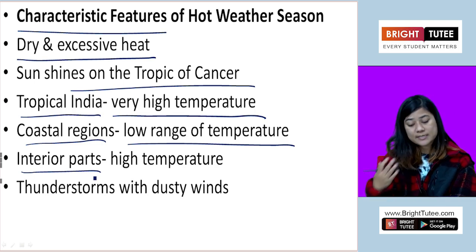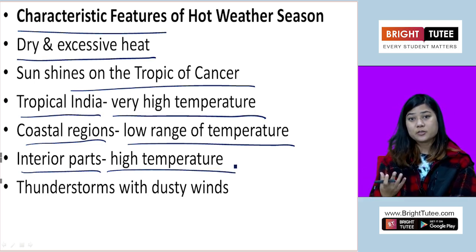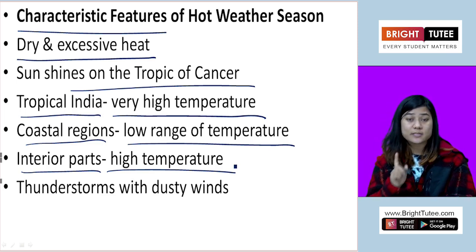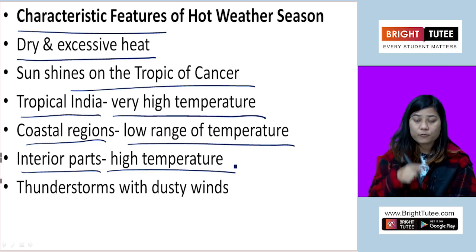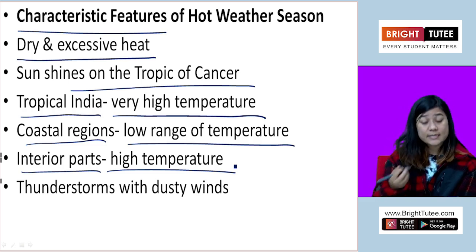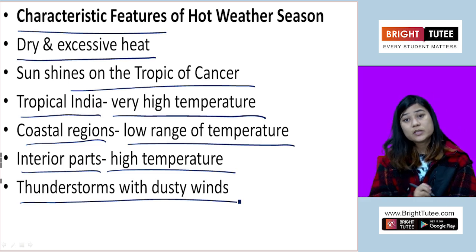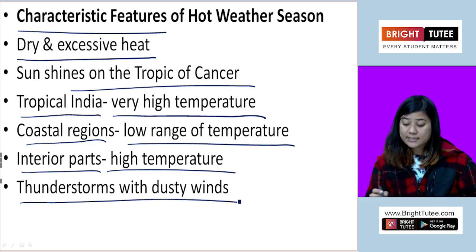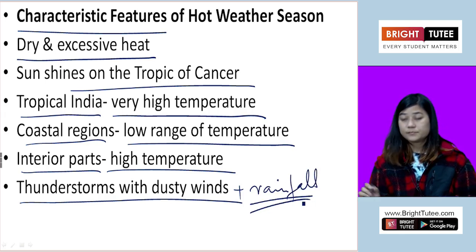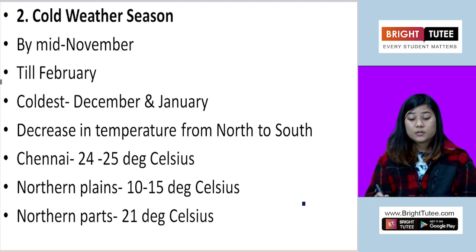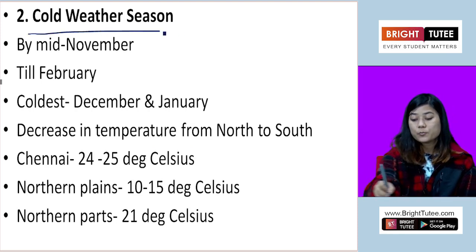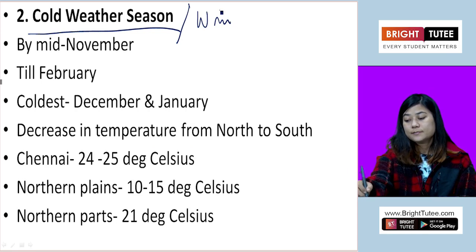The interior parts in a similar manner experience high temperature, while the areas close to the ocean do not experience as high temperature as those in the interior of the country. And during this season, India experiences thunderstorms with dusty wind, and it is also accompanied by rainfall. So with that, let us move on to the second season, which is the cold weather season or the winter, as we call it.